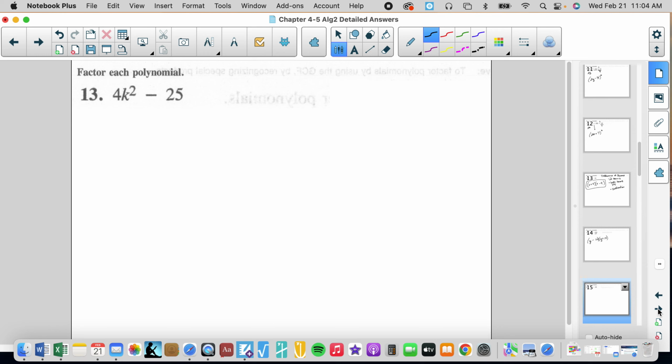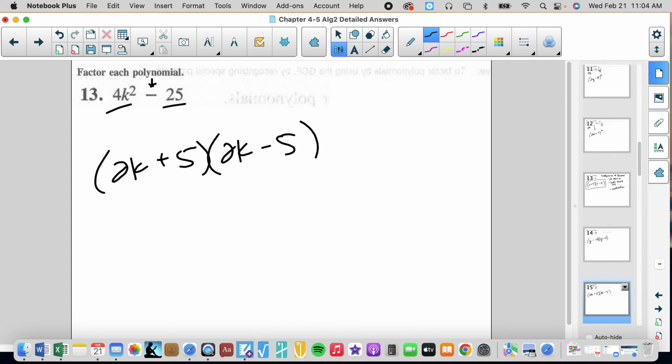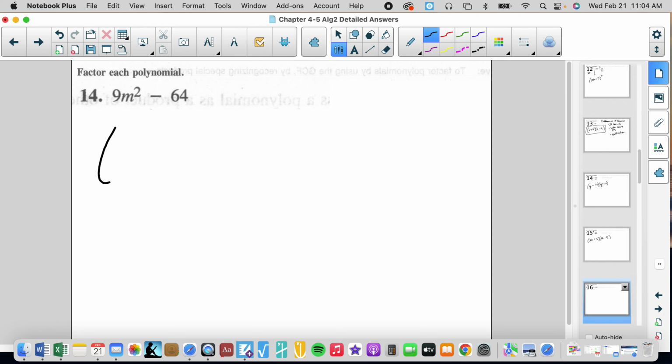So 4k squared is a perfect square, 25 is a perfect square. We have subtraction, 2 terms. So 2k is my first, positive 5, negative 5. We have 3m, negative 8, positive 8. That's how fast we should be doing this.